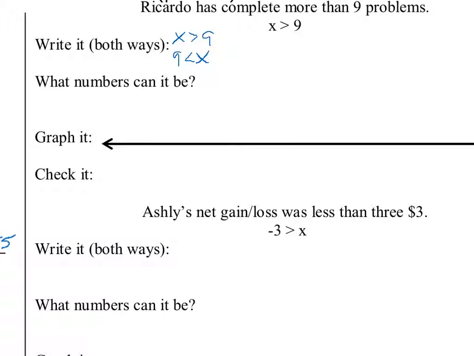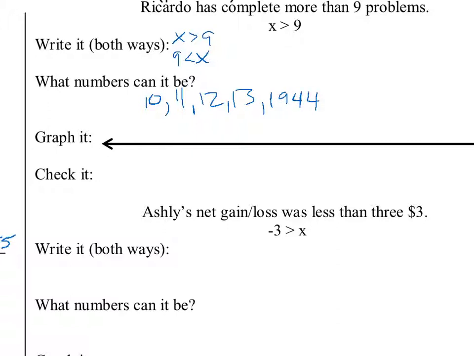So the next question says, what numbers can it be? X is greater than 9. Ricardo completed more than 9 problems. What values could x be? Ian? 10 and above. 10. Give me another value. Sage? What else could it be? 11. What else, Kyrie? 12. What else could it be? Kevin? Boring. What else could it be, Emmanuel? 1,944. Yeah, that's what I'm talking about. Okay, any of these numbers.